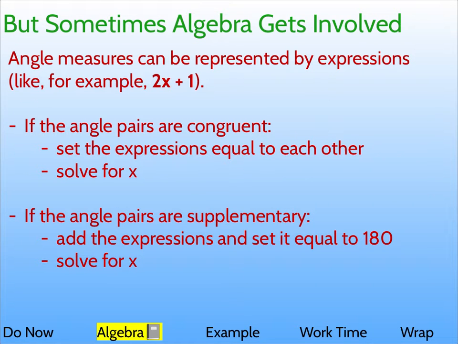So yesterday you guys just found a lot of angle measures with numbers given to you, and you just found other numbers. But sometimes you can have algebra. So like sometimes an angle measure might be represented by, say, 2x plus 1. So here's the way to solve problems like that. If the angle pairs are congruent, just set the two expressions equal to each other and solve for x. If the angle pairs are supplementary, which of course you remember means adds to 180, then just add the two expressions, set them equal to 180 degrees, and solve for x.